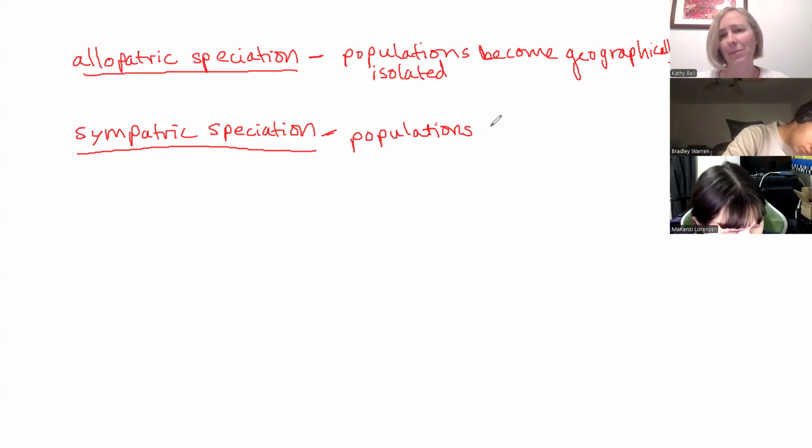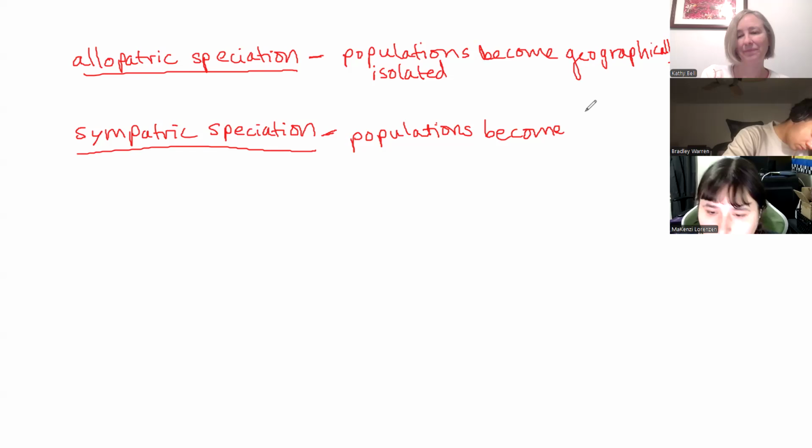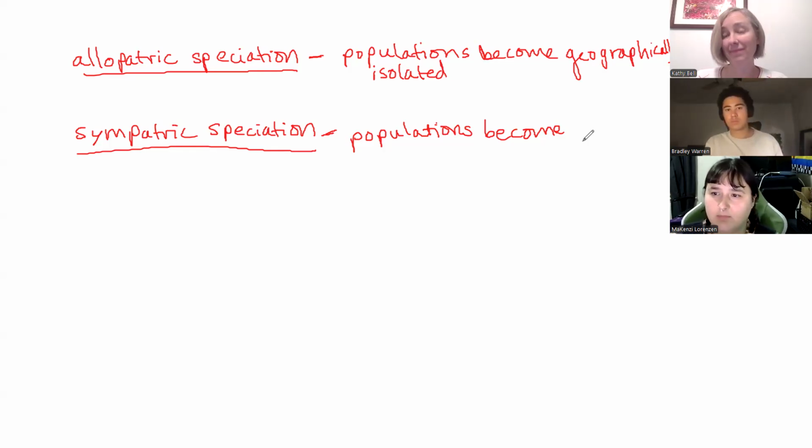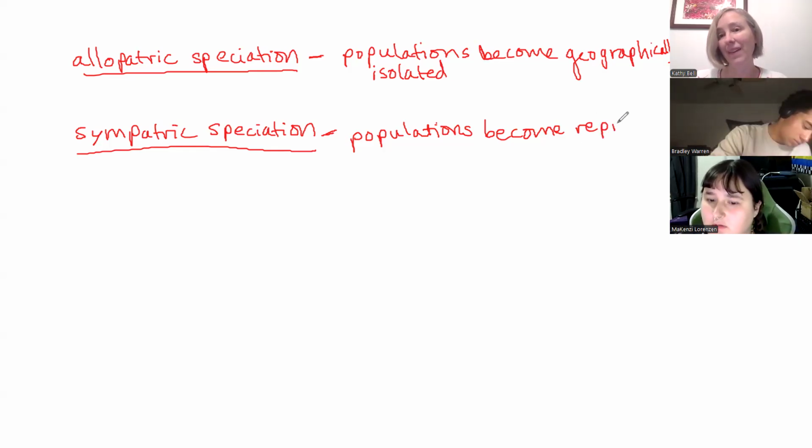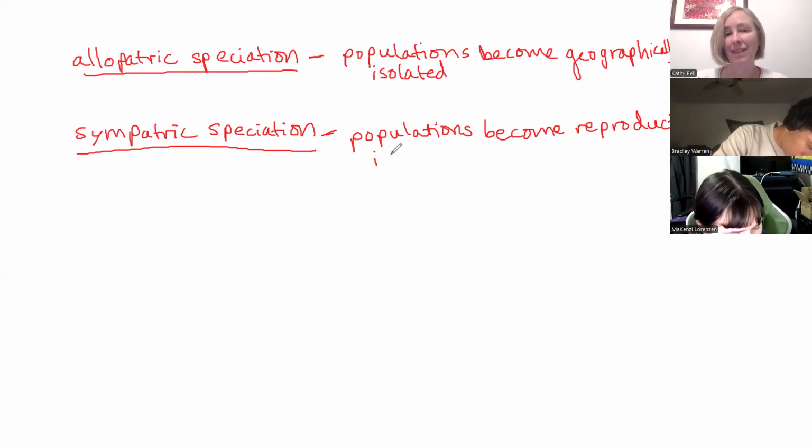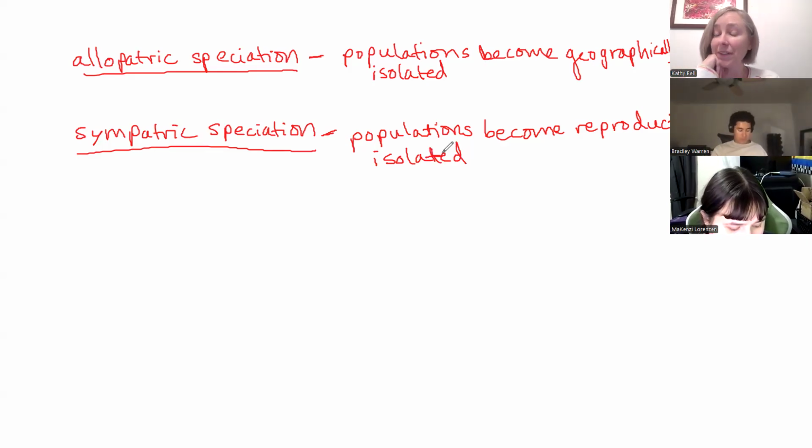Now, what about sympatric speciation? They still are geographically next to each other, but they stop reproducing with each other. Yeah, they become reproductively isolated. So maybe there are different mating behaviors in one group versus the other. So they're still living in the same area, but maybe mating behaviors change or whatever.